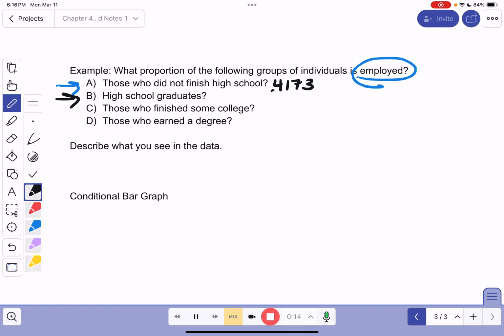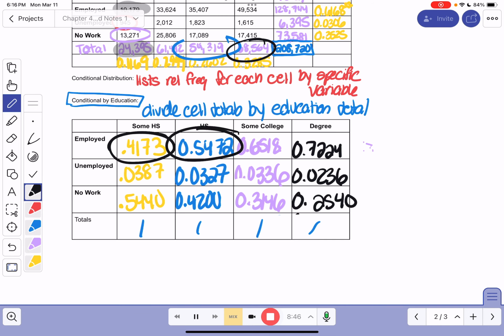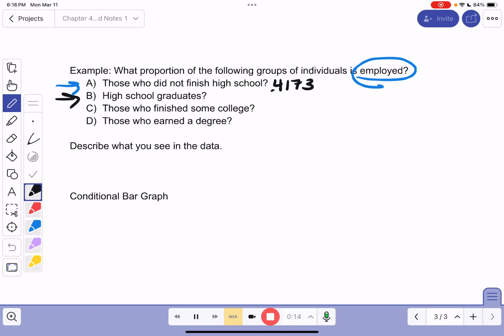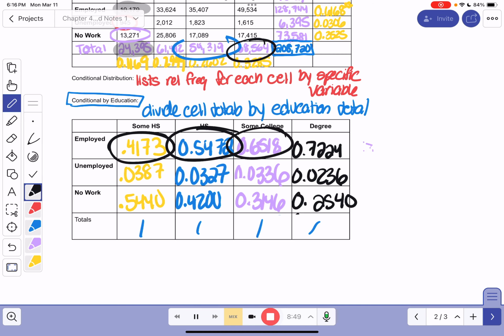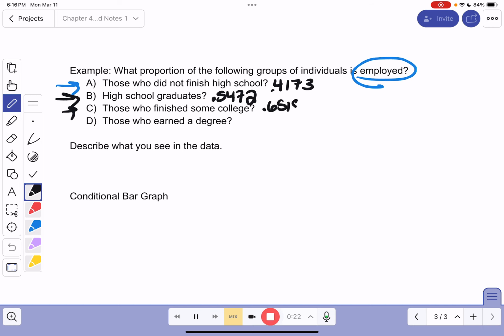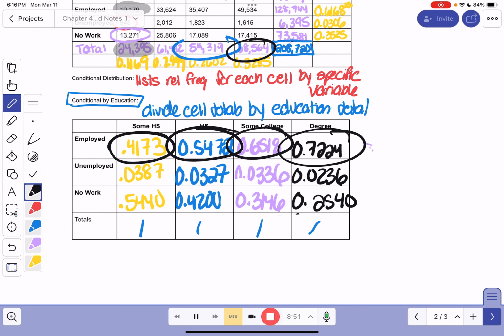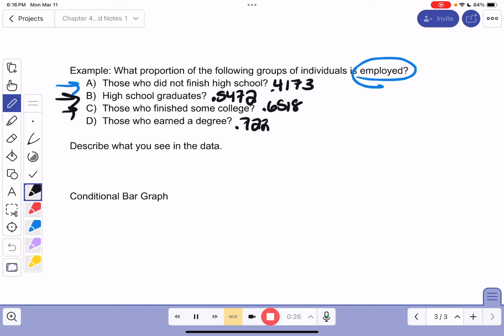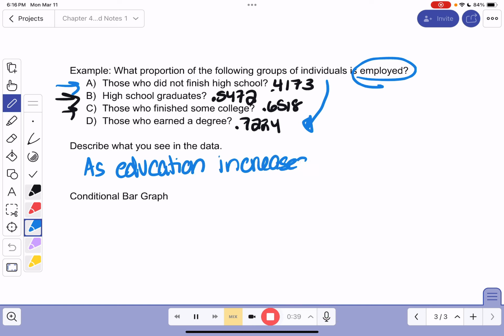Then high school graduates. So we're looking at high school graduates that are employed, 0.5472. Then some college, so 0.6518. And then a degree would be 0.7224. So describe what you see. Well, these numbers go up. So as education increases, it looks like employment increases.